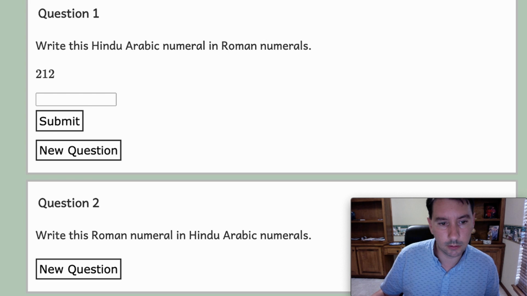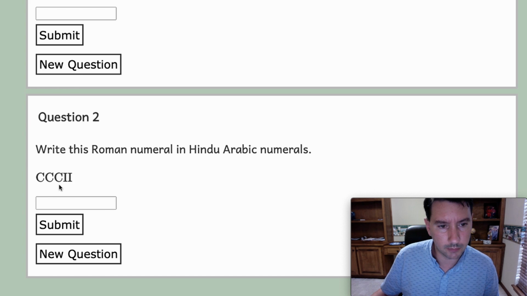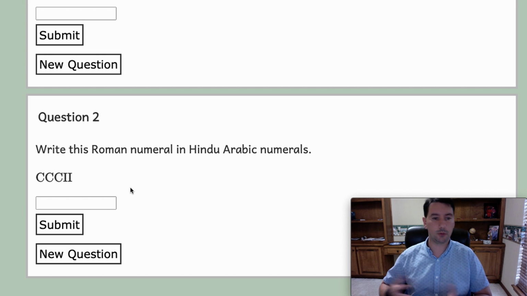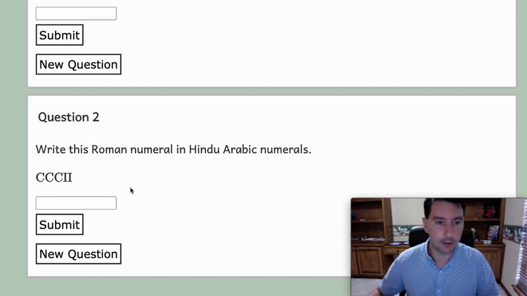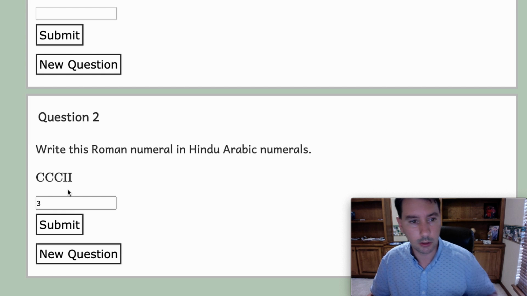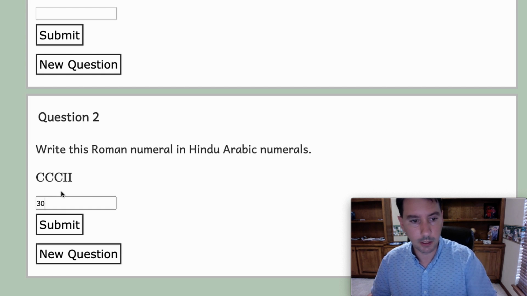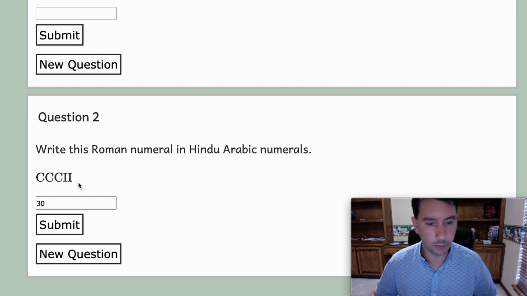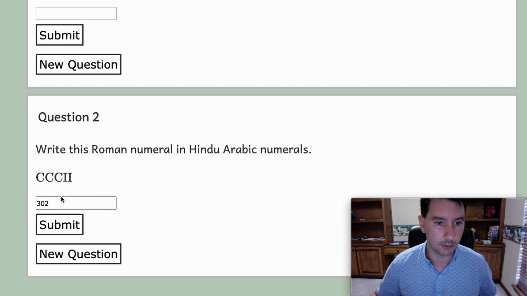Okay, so let's go on to looking at the other question. We want to write a Roman numeral in Hindu Arabic numerals. So we're given something in Roman numerals, and now we write it in Hindu Arabic numerals, which are the usual digits that we use. So CCC, each C represents 100, and there are three of them, so we have 3 hundreds. There are no X's, so we have 0 in the tens place. And then we have two ones, because there's two I's, and each one represents 1, so there's 2, so that gives us 302.